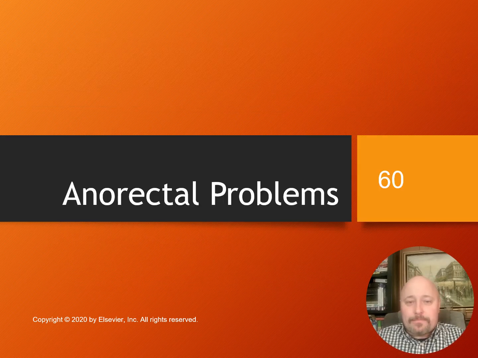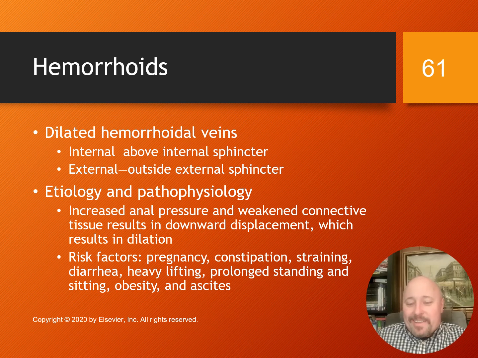Anorectal problems. We all know what hemorrhoids are. These are dilated hemorrhoidal veins. Internally, they occur above the internal sphincter, and externally, they occur outside the external sphincter. They are characterized by increased anal pressure and weakened connective tissue that results in downward displacement, which results in dilation of these veins. Risk factors include things like pregnancy, constipation, straining, diarrhea, heavy lifting, prolonged standing and sitting, obesity, and ascites.